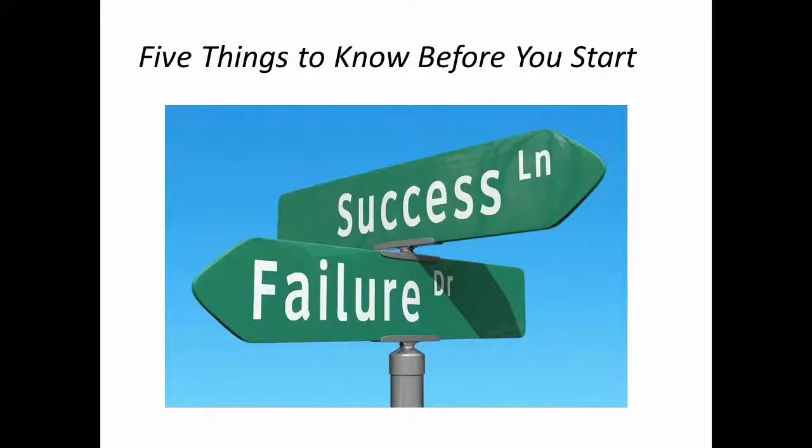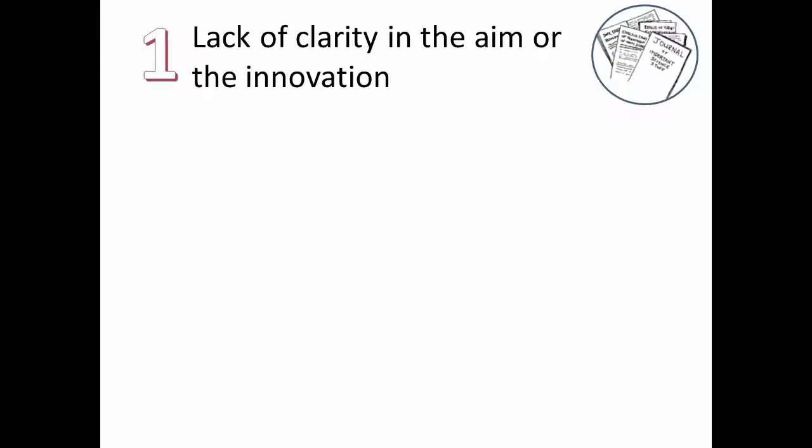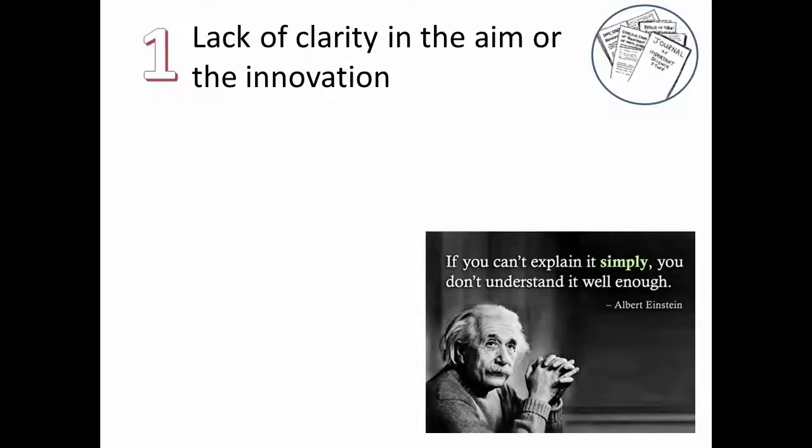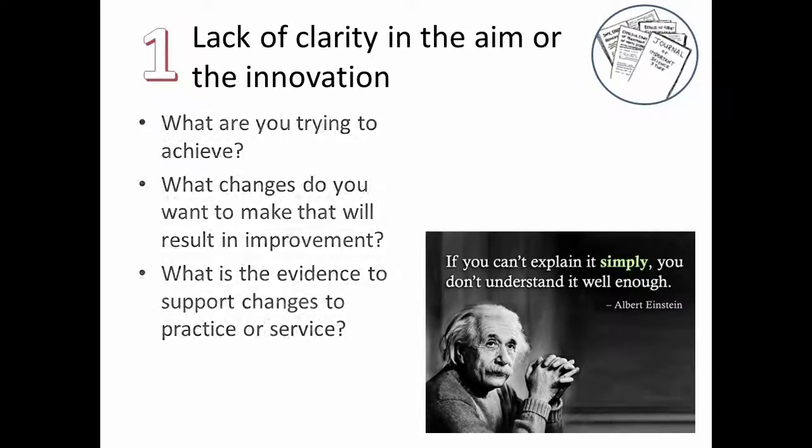So now that we have that background, let's move into those 5 reasons or 5 things you need to know before you start. Or another way to think about it is 5 reasons implementation fails. Number 1, lack of clarity in the aim or innovation. In the words of Albert Einstein, if you can't explain it simply, you don't understand it well enough. So really, what are you trying to achieve? What changes do you want to make that will result in improvement? And what is the evidence to support changes to practice or service? You have to be able to explain it to yourself in order to explain it to others, because if you can't explain it to other people, how are you going to get them to come on board?